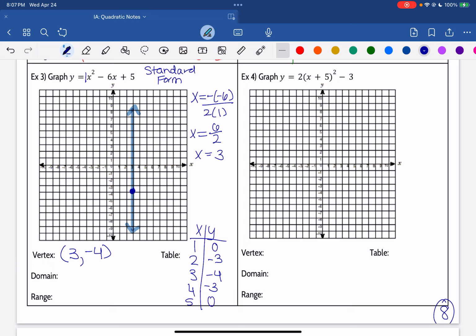Okay, so we're at 1, 0, 2, -3, 4, -3, and 5, 0. So domain, infinity to infinity. Range, oh, look, another minimum. So we're going from -4 and up.